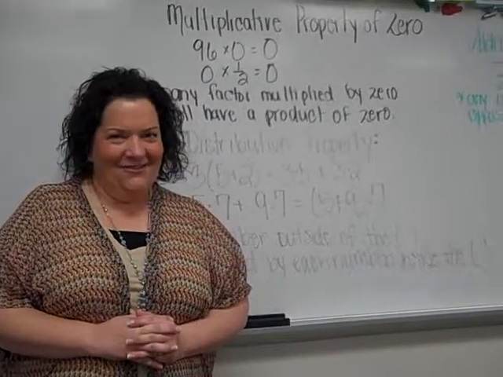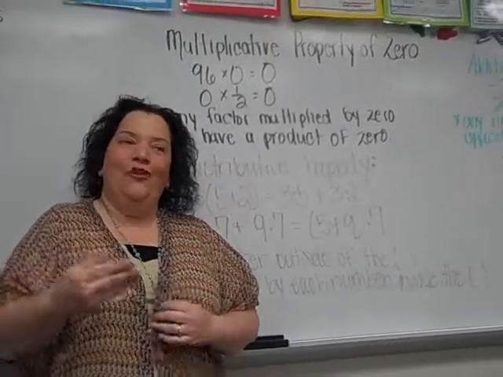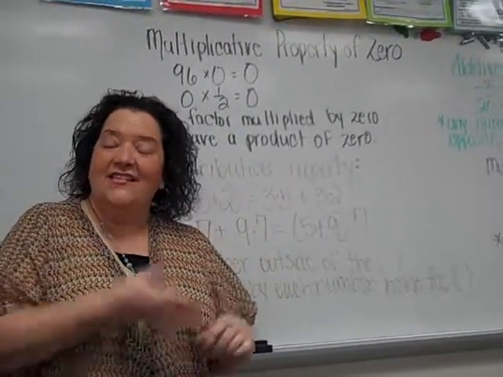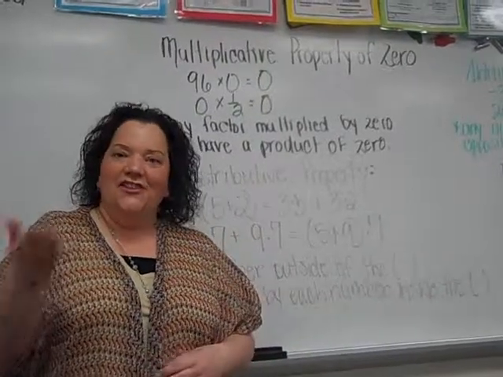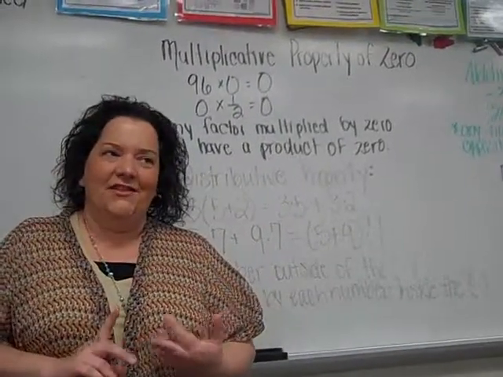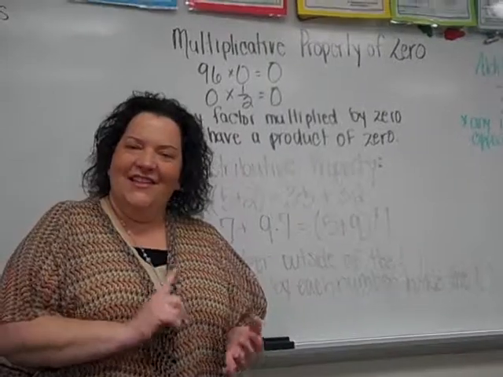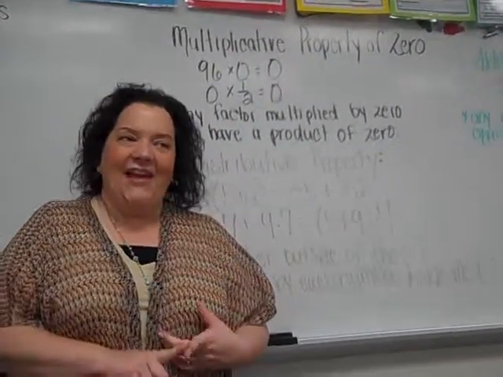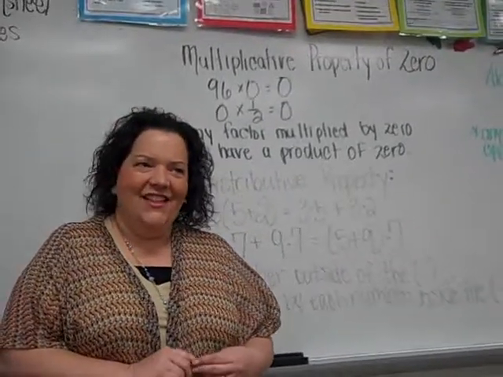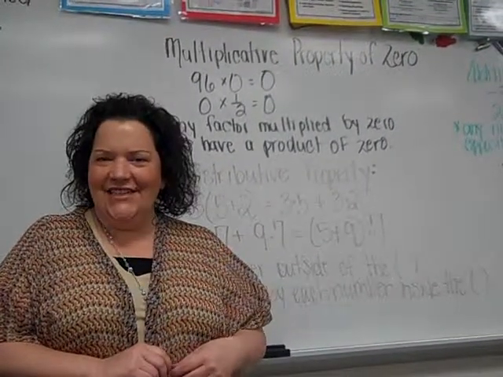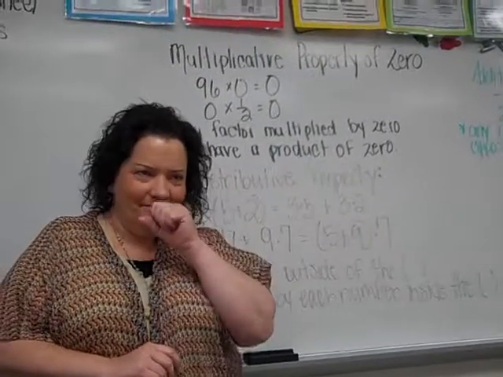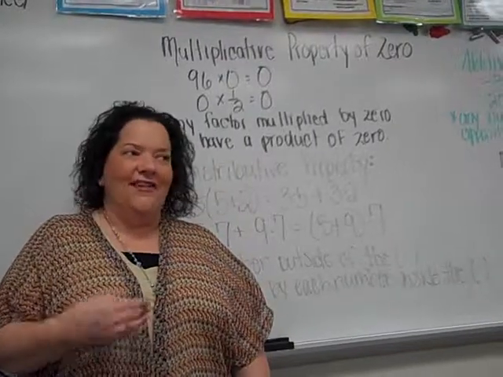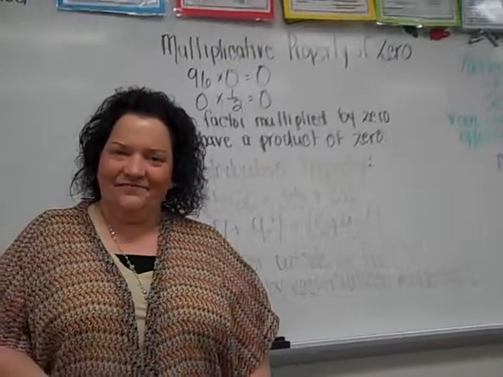In this video, we're going to talk about the mathematical properties, and this is part 2 video. So in part 1, we talked about the associative property of addition, the associative property of multiplication, the additive identity property, the multiplicative identity property. We also talked about the commutative property of addition and the commutative property of multiplication.